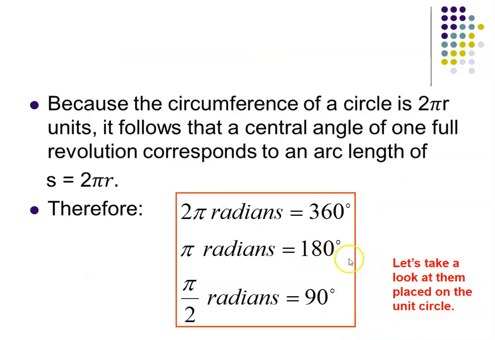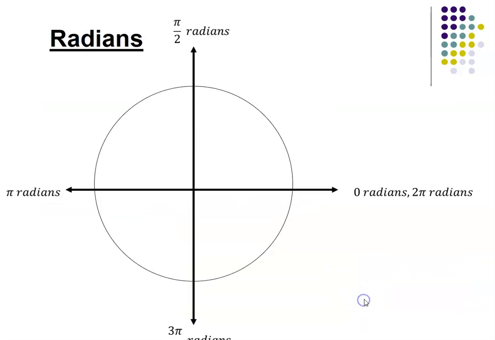So these are some of the conversions. We have pi, 2 pi radians equals 360. Pi is equal to 180 degrees. Pi over 2 is equal to 90 degrees. Okay, so let's try to give all the values.